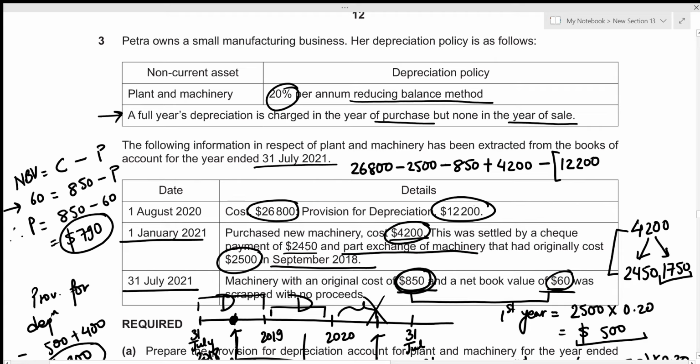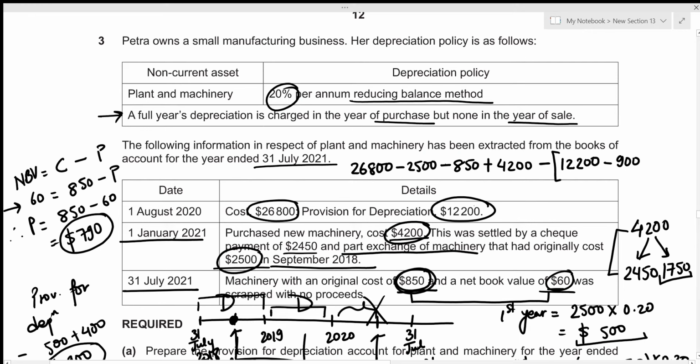Then we also know that the part exchange machinery, which had the cost of 2500, also had the provision for depreciation of 900. And since we already disposed it, this provision for depreciation should not be included while calculating the depreciation charge for this year. So we are just going to reduce the amount of 900, which is the provision for depreciation of the disposed asset.